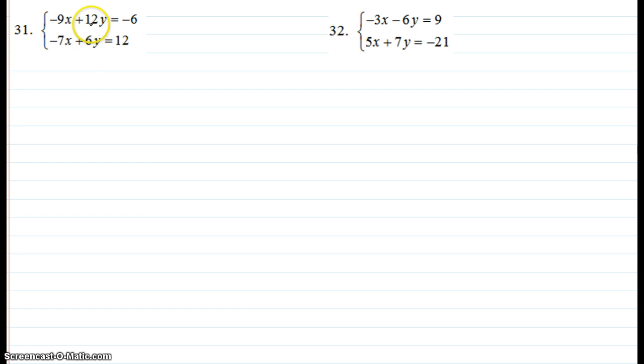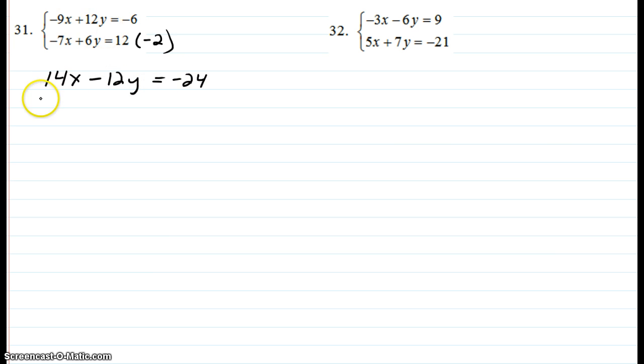Here you could go 6 times 12 and get 72, but you want to think of a nice least common multiple. And so it would actually be easier to take this and have this equal 12. And so we're going to want it to be opposite, and so we're actually going to multiply this bottom equation by -2. So we get 14x, so -2 times -7, and -2 times 6, minus 12y equals -24.